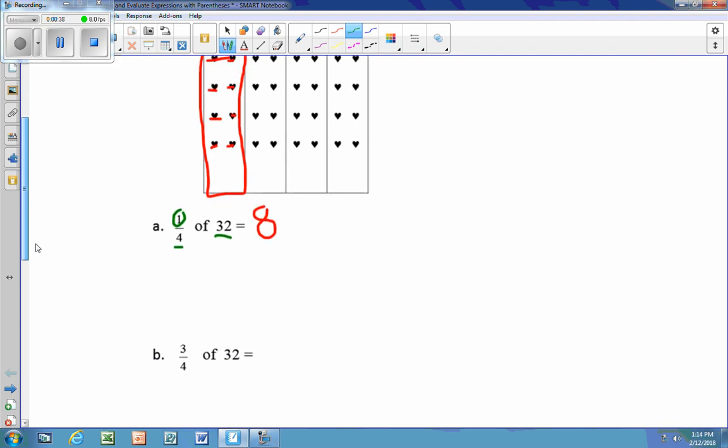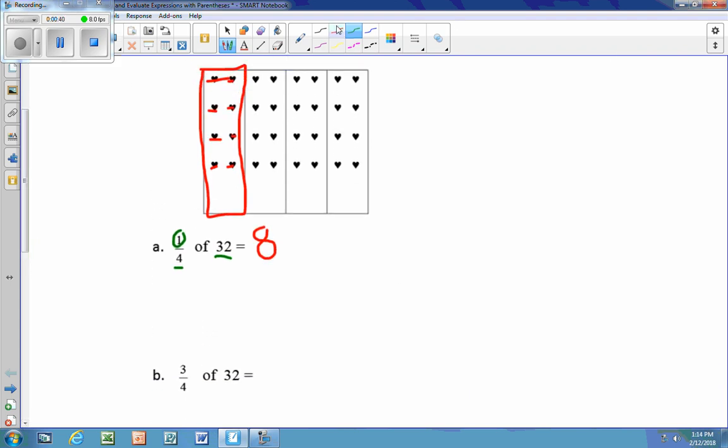The next question is 3/4 of 32. So this time I can look here, and now we need all of this. That would be 3 of the 4 pieces. There was 8 here, 8 here, 8 here. 3 times 8 is 24. Another way to look at this, though, is to look at what's going on here and say 32 divided by 4 is 8, and then 8 times 3 is 24. Both methods will work.